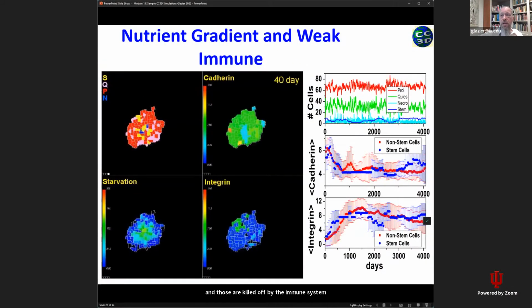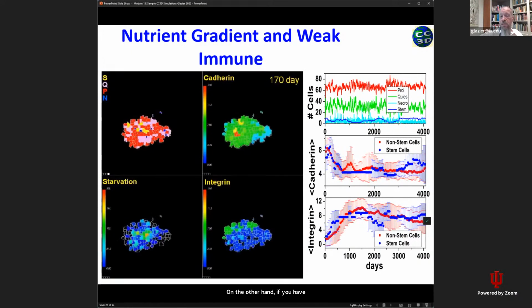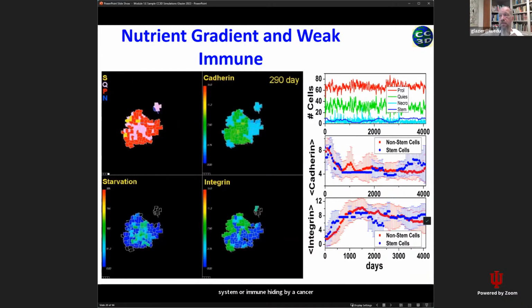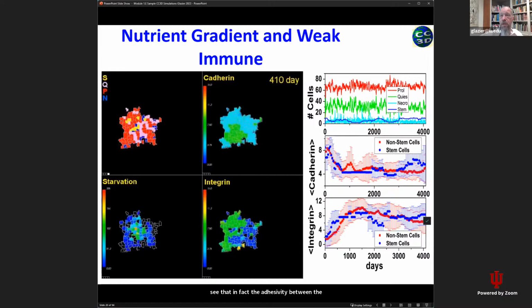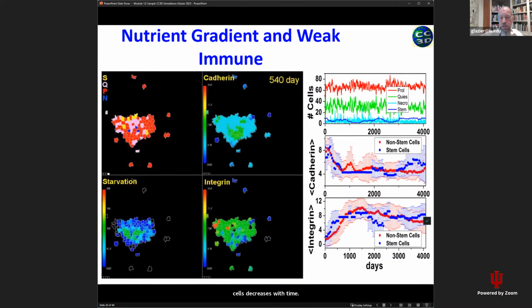On the other hand, if you have a weakening of the immune system or immune hiding by the cancer cells, then you'll see that in fact, the adhesivity between the cancer cells decreases with time, and the tumor will gradually spread out and metastasize into the environment.